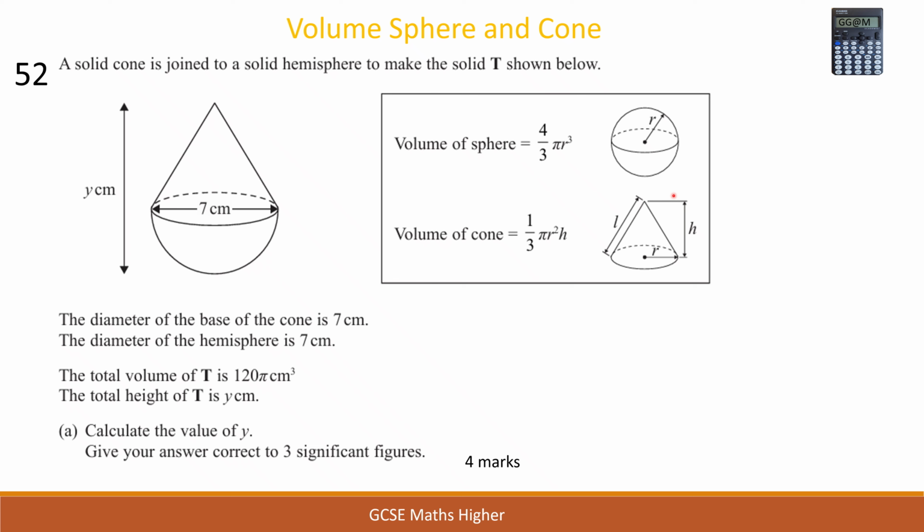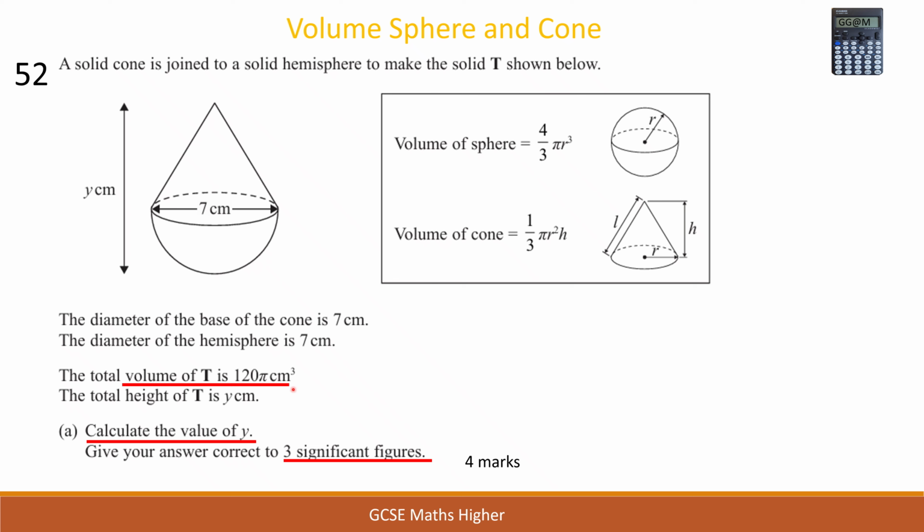Fantastic. So the key words in this question are that you've got a volume of T, which is 120 pi. So you're told that this solid shape here, T, is this whole shape here. You're told the diameter of the base is 7, which you can see here, and the diameter of the hemisphere is 7, again shown in the diagram. You've got to work out the total height y, which is this distance here. So finding y, and you've got to give your answer to 3 significant figures.